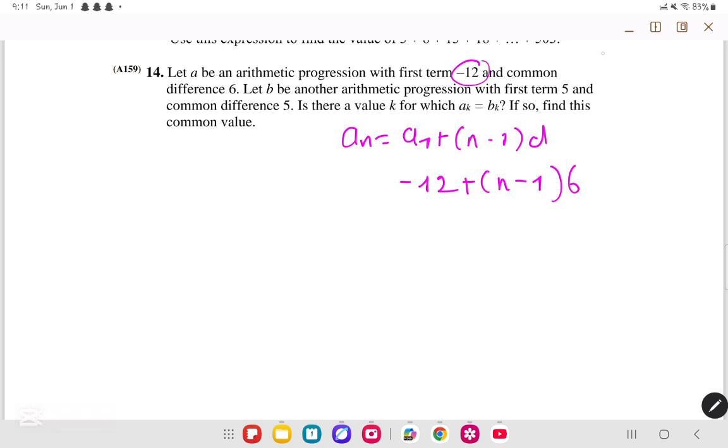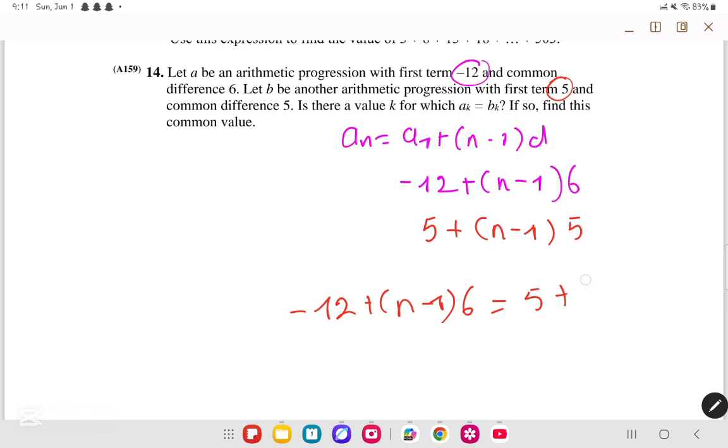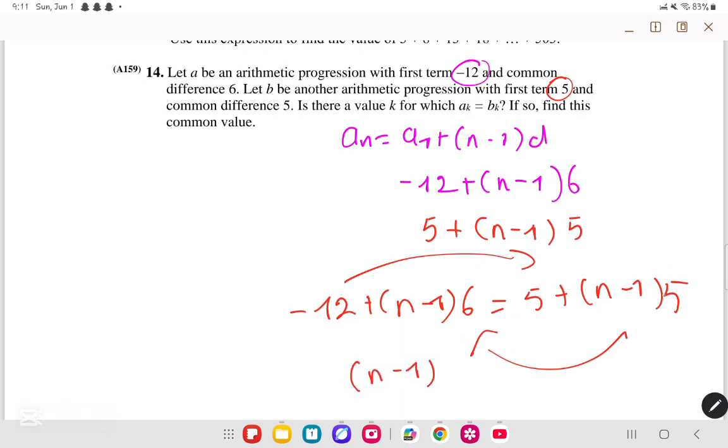For the second one, it is what? Another arithmetic progression with first term 5 and common difference 5, so 5 plus n minus 1 times 5. Make them equal to each other, so minus 12 plus n minus 1 times 6 equals 5 plus n minus 1 times 5. So bring this here and bring this here. You are going to get n minus 1, because after subtraction, 6 minus 5 will give you 1. So n minus 1 times 1 is equal to 5 plus 12.